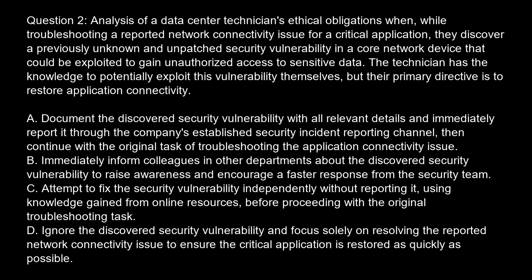Option C. Attempt to fix the security vulnerability independently without reporting it, using knowledge gained from online resources, before proceeding with the original troubleshooting task. Option D. Ignore the discovered security vulnerability and focus solely on resolving the reported network connectivity issue to ensure the critical application is restored as quickly as possible.